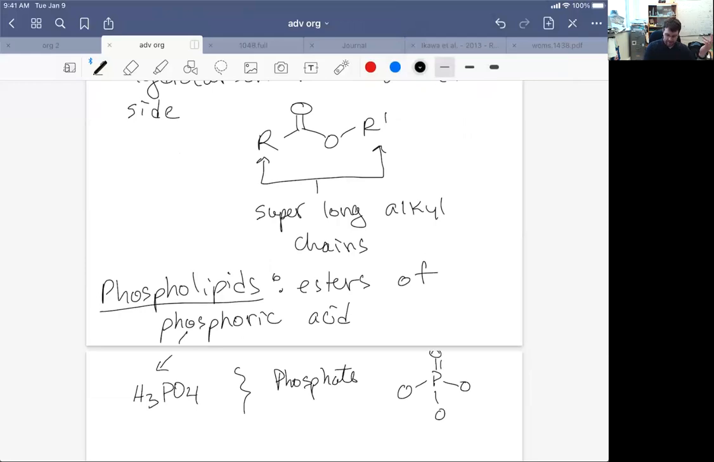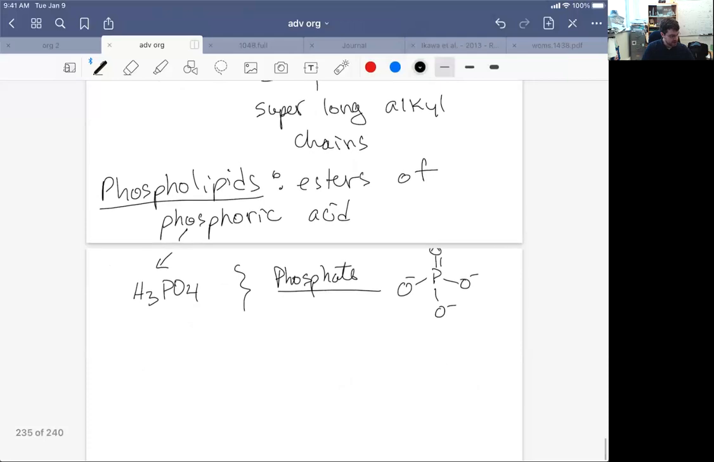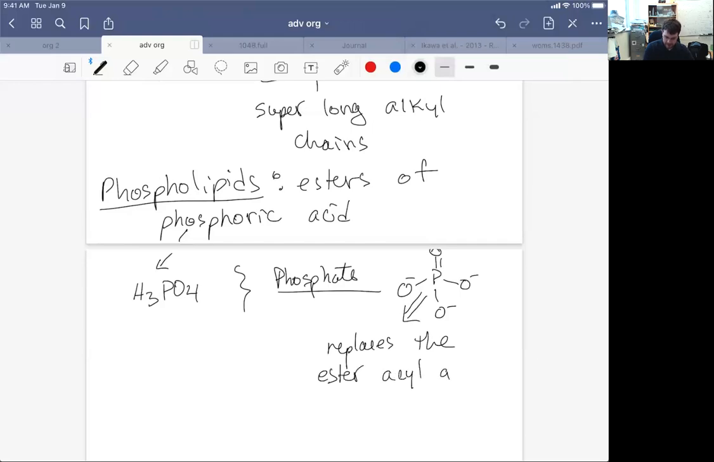In this case, all three of the oxygens are negatively charged, but we could have the H2 phosphate, the H1 phosphate, that sort of thing, where H plus is countering any one of these negative charges. Okay, so this is phosphate, the conjugate base of phosphoric acid after having lost all of the hydrogen atoms. And what we can do is let this replace the ester acyl group in a typical lipid.